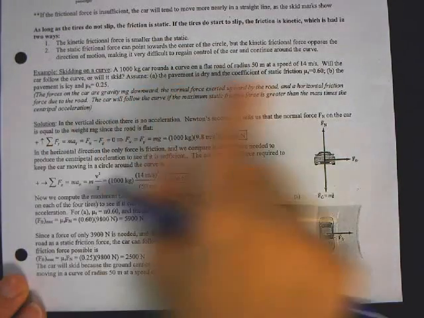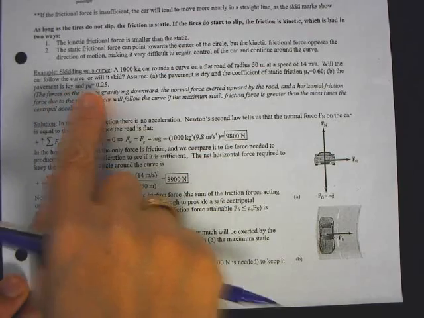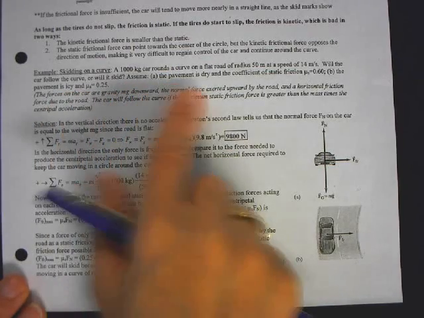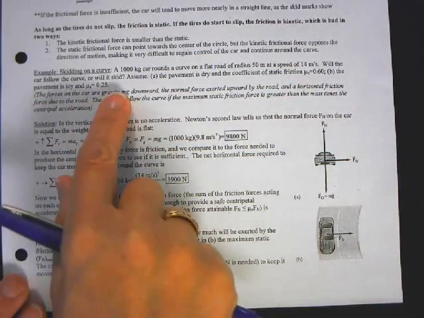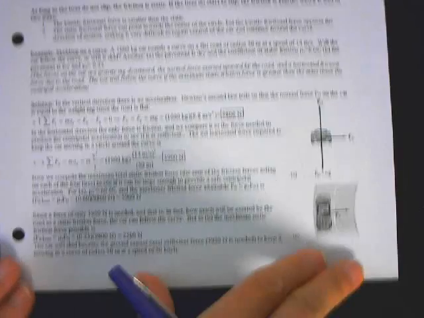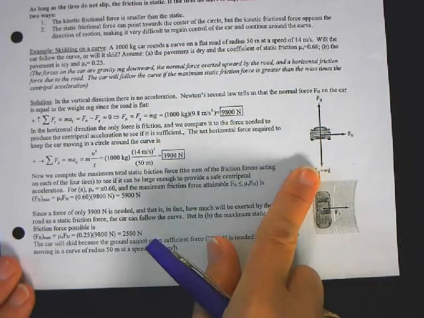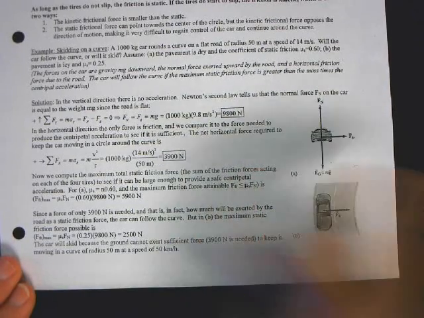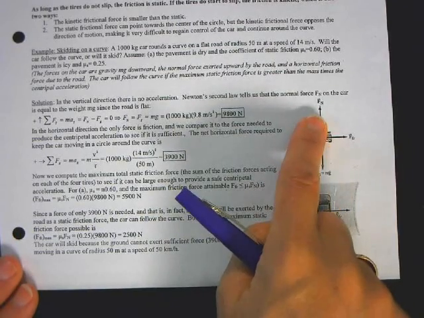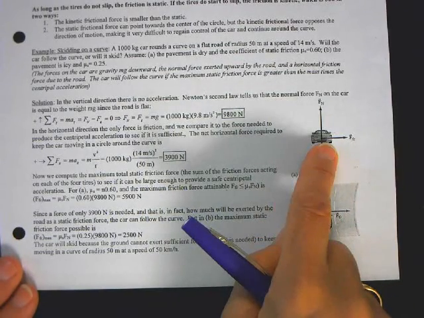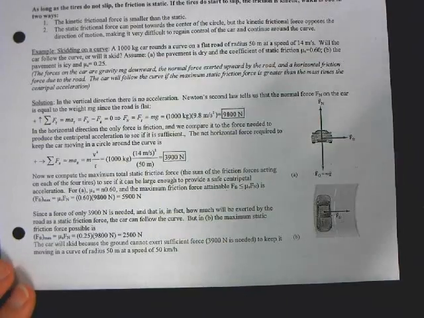All right, will the car follow the curve or will it skid? Assume, A, the pavement is dry and the coefficient of static friction is given, and B, the pavement is icy, and they give you this. All right, so the first thing we have to do is draw our free body diagram. Obviously the weight goes down, the normal force acts perpendicular to the surface in contact, and we do have friction.